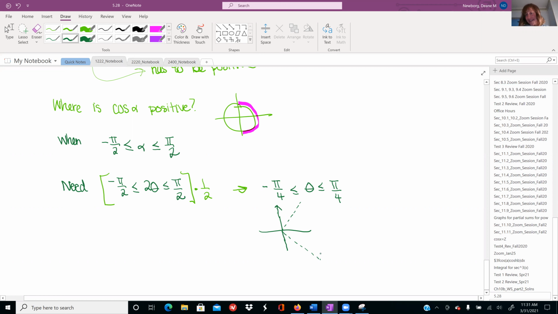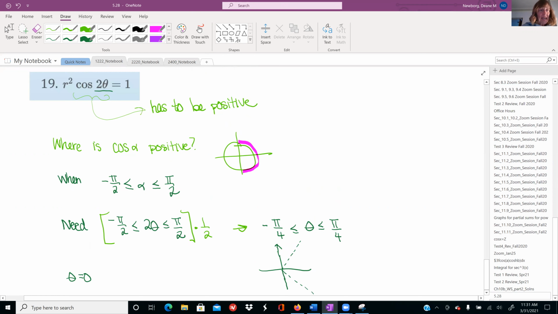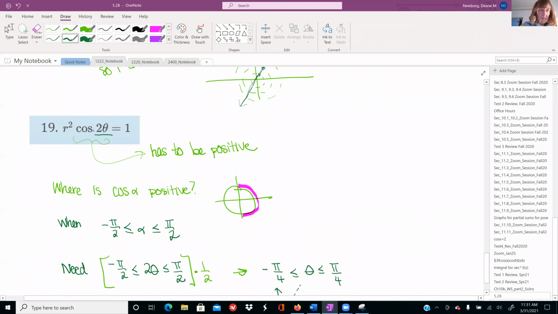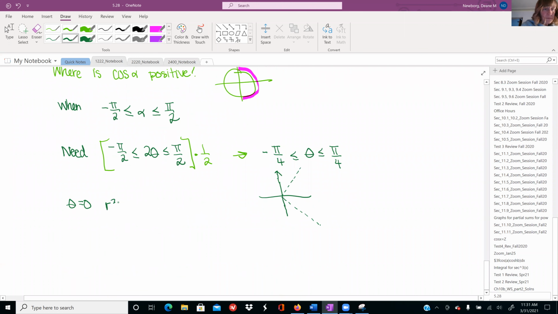Okay, well, it's easy to plug in 0, right? So I'll just plug in theta equals 0. And I get cosine of 0. So I just get r squared equals 1. So r is plus or minus 1. And r itself could be negative. That's fine. I just can't have the whole left-hand side be negative. So I could go to the right one or to the left one.